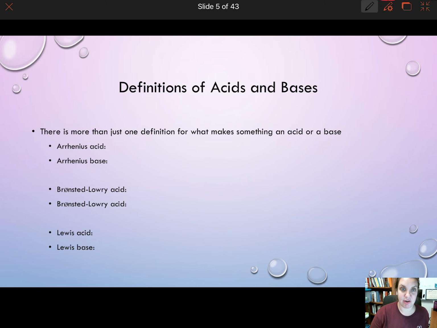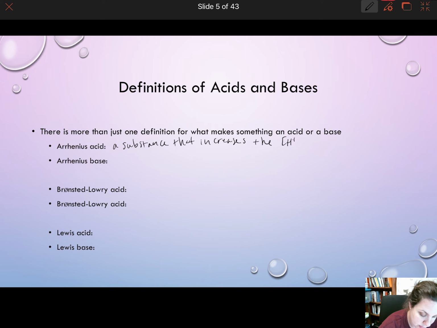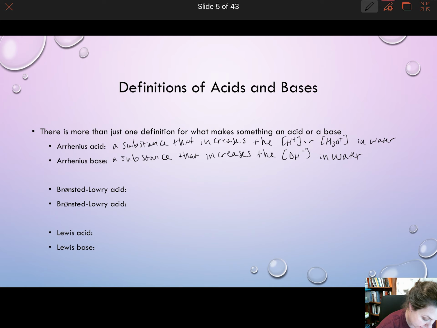Okay, so let's look at our different definitions. For acids and bases, we can be an Arrhenius acid or an Arrhenius base. An Arrhenius acid is a substance that increases the H plus concentration or H3O plus concentration in water. A base, or specifically an Arrhenius base, is a substance that increases the hydroxide concentration in water. Both of these, notice, are specifically in water.